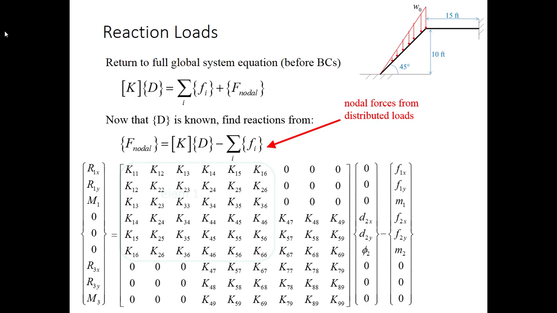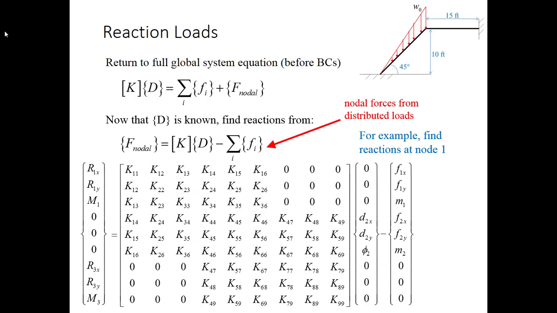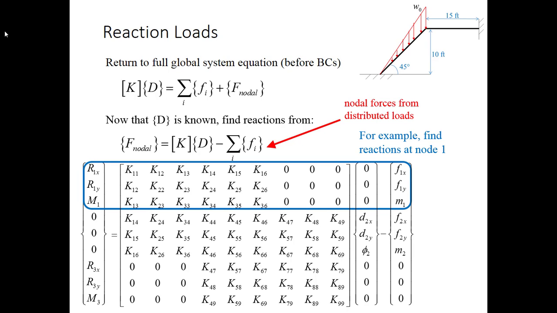So that's the setup. Element 1 is going to contribute to the upper left corner. Element 2 is going to contribute Ks to the lower right corner of the stiffness matrix. But if I look now, specifically, let's see, node 1. I just want to look at node 1. That means I really just need to focus on the top 3 equations. And you notice that element 2 doesn't contribute to those.